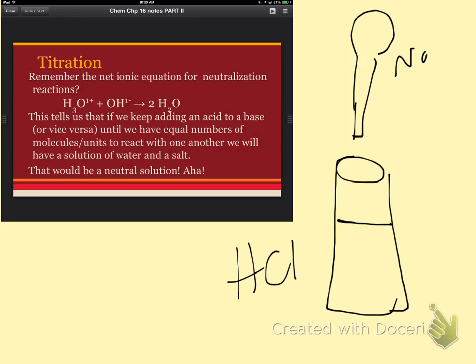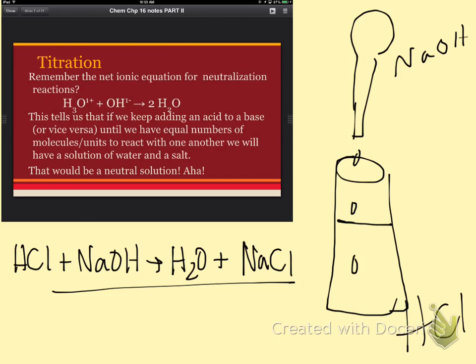let's say, sodium hydroxide to it. Drop by drop by drop. At the point when I've got equal numbers of moles of sodium hydroxide and HCl, they'll be completely neutralized. It'll just be water and salt. And let's actually draw the chemical equation for that. So that's the double replacement reaction. Water and a salt.